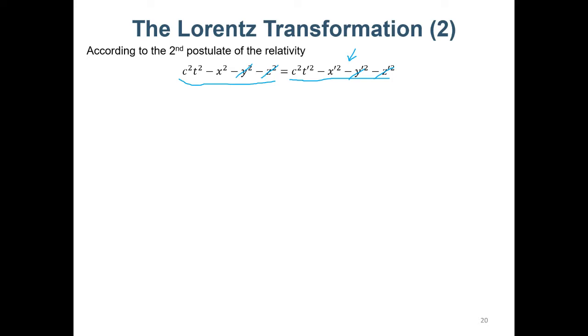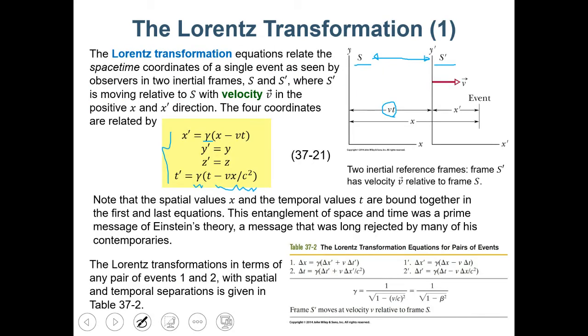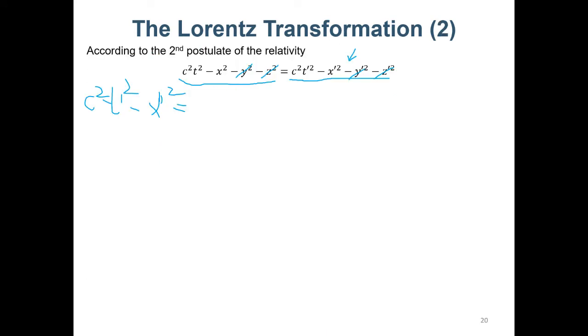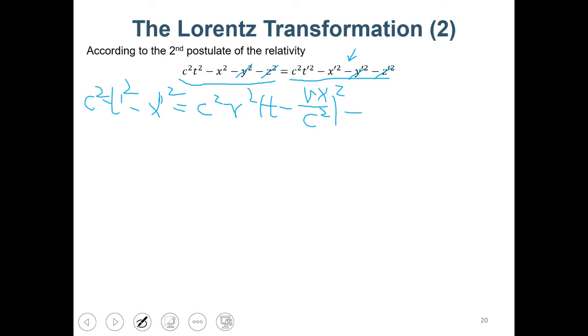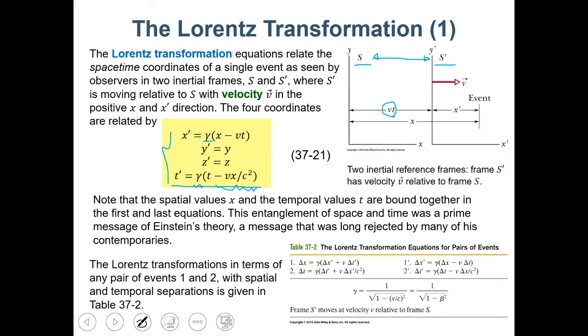Then we will know that for the right hand side, it is actually c squared t prime squared minus x prime squared. And we substitute t prime, which is this one, so that it will become c squared gamma squared times (t minus vx over c squared) squared, and minus x prime squared will be equal to gamma squared times (x minus vt) squared, right?